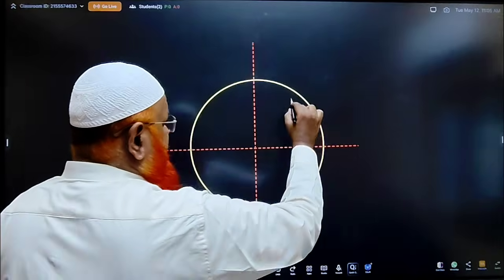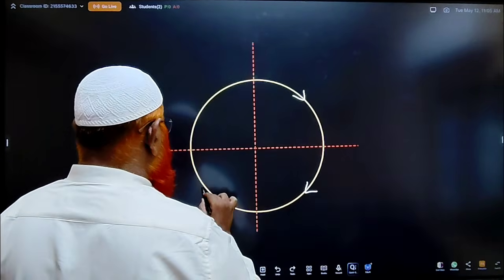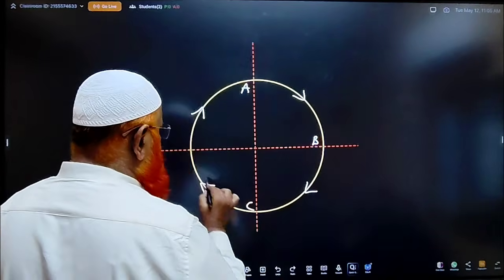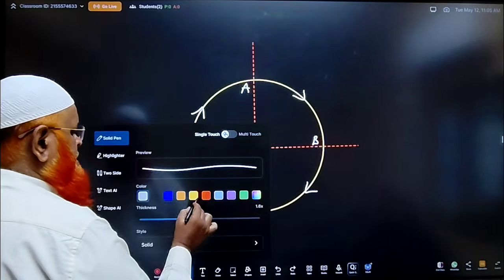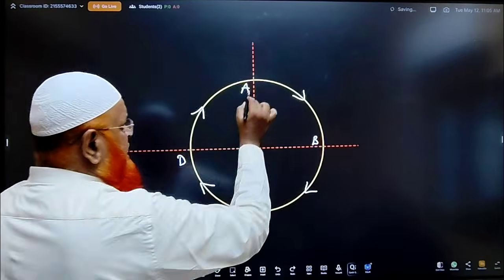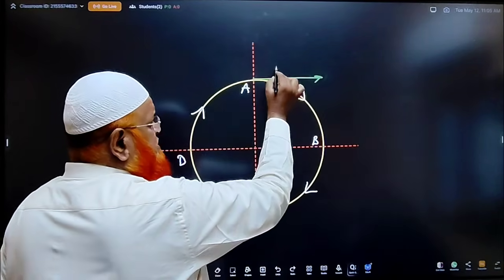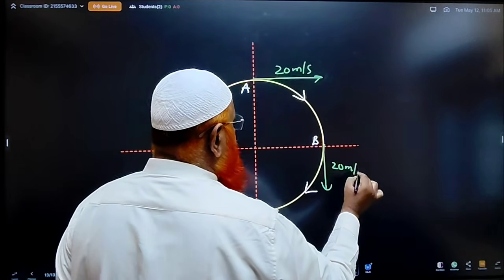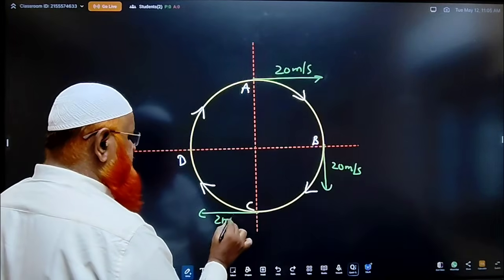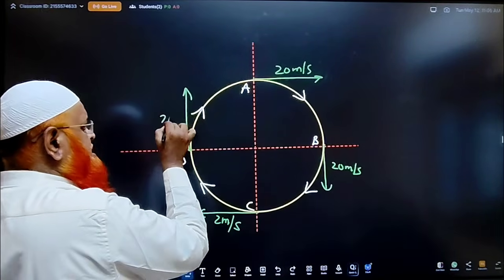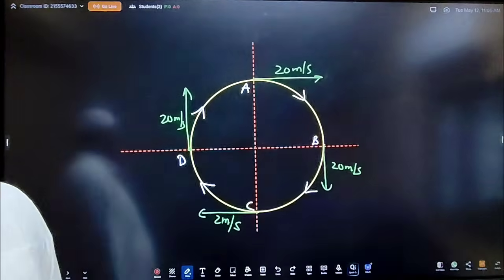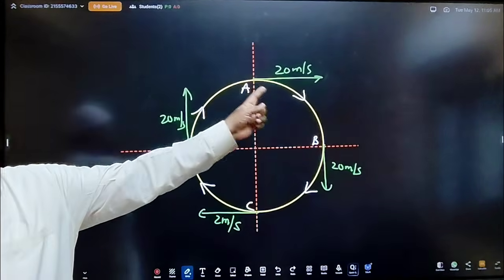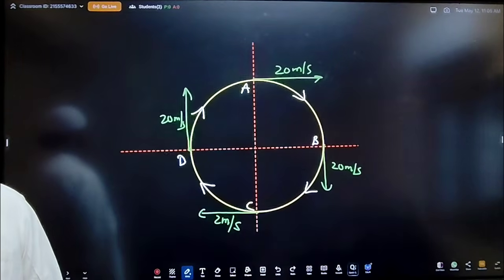Now, a body is going in an anti-clockwise direction like this. This is position A, this is position B, this is position C, and this is position D. Now you just see what is going to happen. A car is moving on a circular road with a speed of 20 meters per second here, and here also the same speed of 20 meters per second, and the same at every position. Okay, a car is going with a uniform velocity, meaning constant speed, in a circular path.